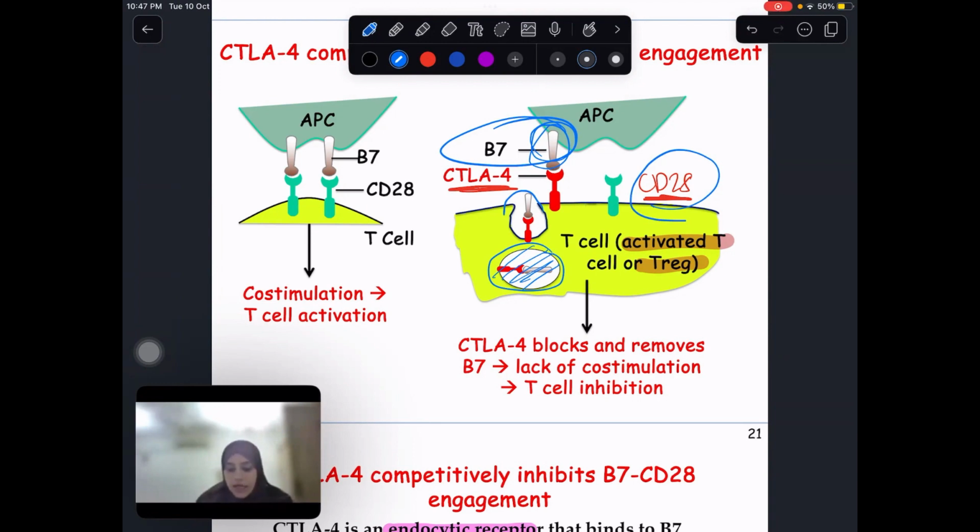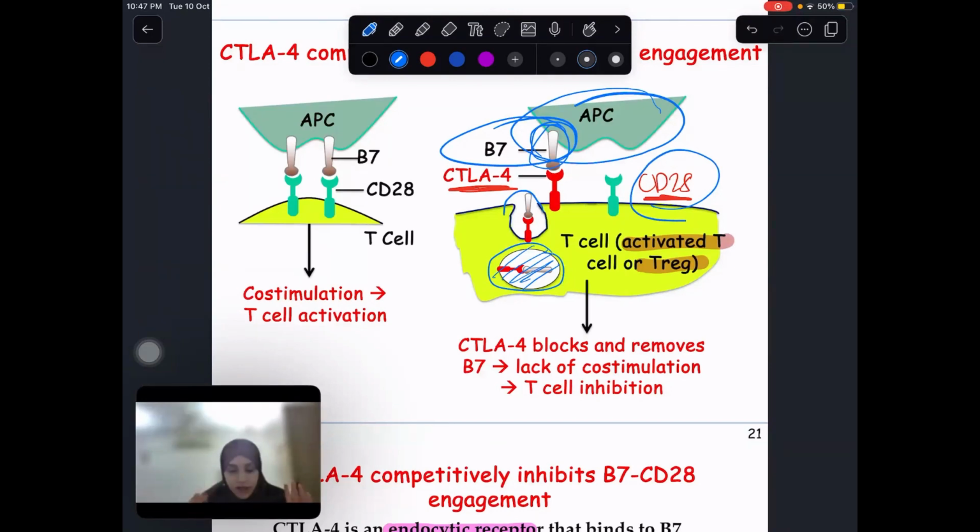The reason is because we want the APC to not be able to activate other T cells. This is a great and very smart function because it is going to be preventing this same APC from activating other T cells. Because I'm getting rid of the B7, how is it going to be activating any other T cell? So this is a smart mechanism. It's not only suppressing or inhibiting this specific T cell, but it is preventing that APC from activating any other T cell. How? By removing this B7.